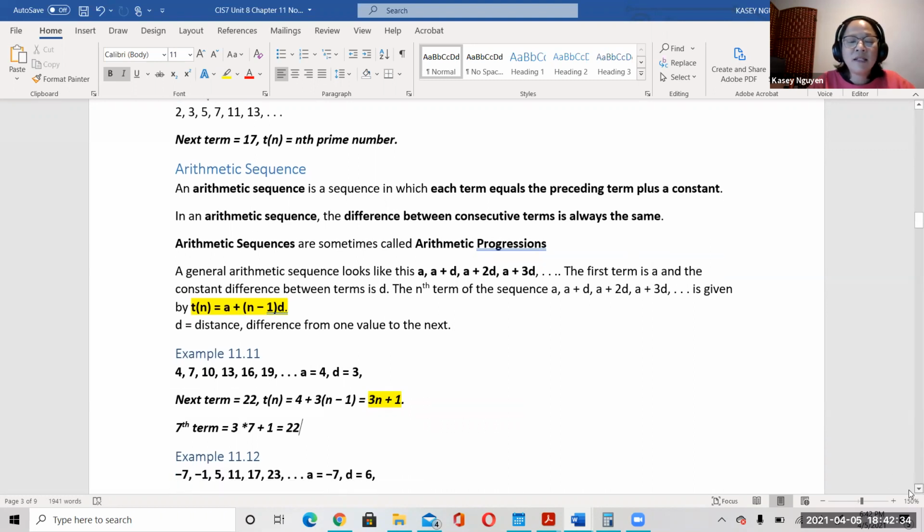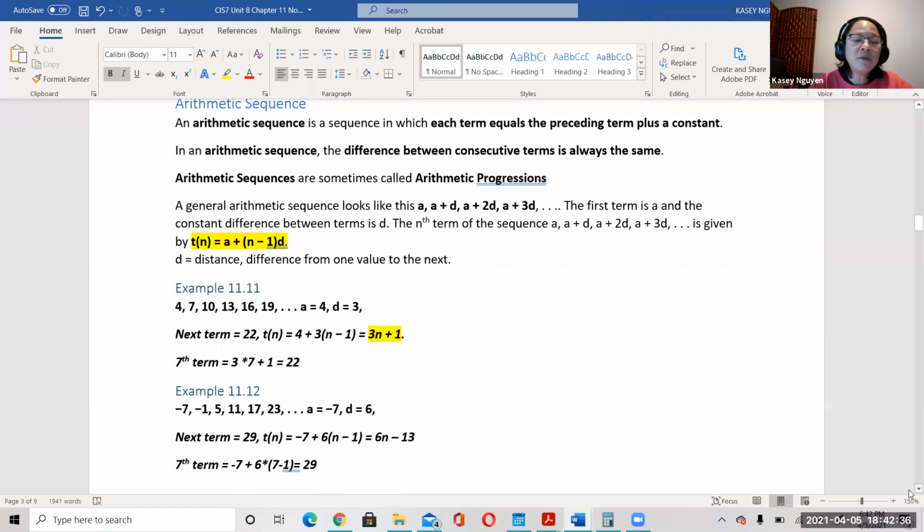Okay, let's look at the next example. In this one, we start with -7, then we go to -1, then 5, then 11. We already see this distance is 6, without even looking at this value. How do I know that? I would take -7, subtract -1. The distance between this value and this value is 6. You count up 6, and then -1 to 5 is a 6. 5 to 11 is a 6.